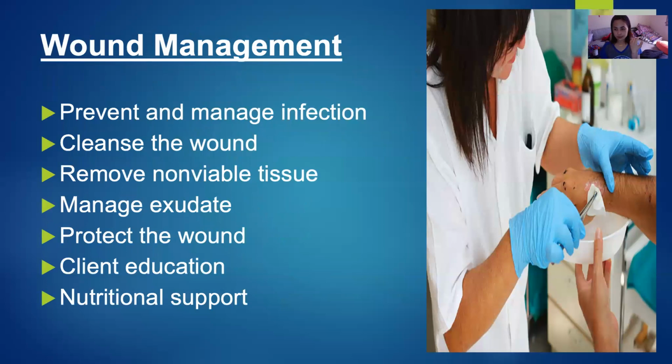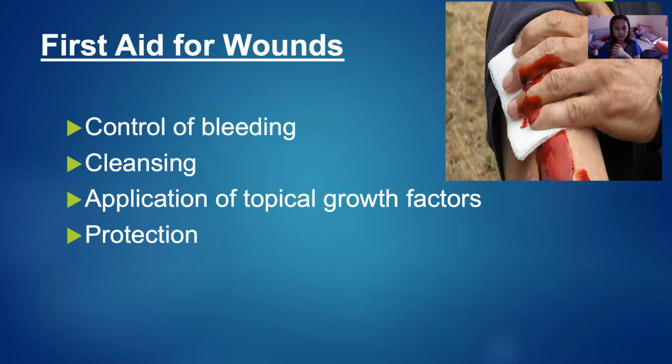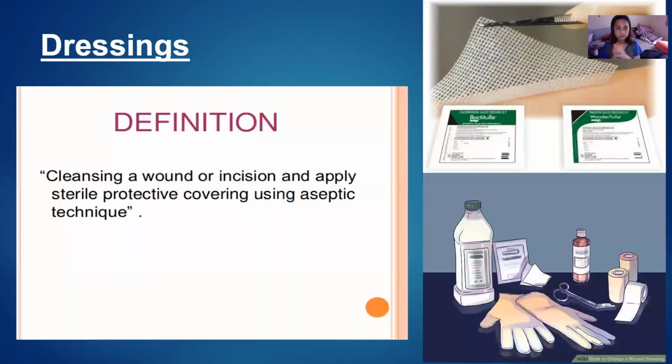So wound management, we are doing wound care to prevent and manage infection. We need to cleanse the wound, remove non-viable tissue, manage exudate, and protect the wound, client education, and nutritional support. So dapat ang mga patient na may pressure ulcer, we need to increase the protein, high protein diet, and we need to increase the vitamin C, so it will heal easily. First aid for wounds: we should control the bleeding, cleanse it, application of topical growth factors, and then protection.